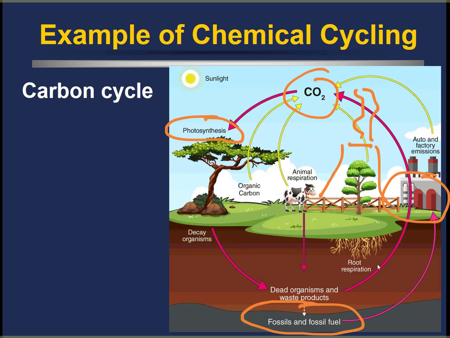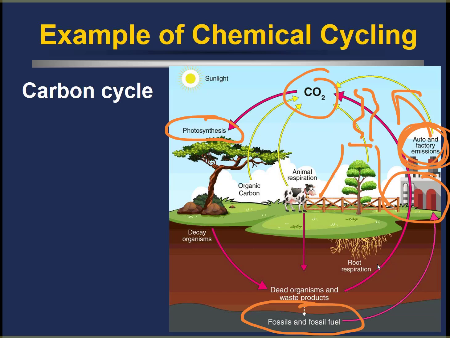But by far, what releases carbon into our world the most is these emissions, auto and factory emissions. If you compare what a volcano can release versus what our cars and our factories release, our cars release 60 times the amount of carbon that volcanoes release. So really, a lot of the carbon dioxide that's getting pumped into the atmosphere does come from our emissions from burning fossil fuel.